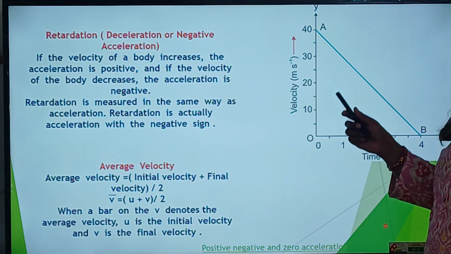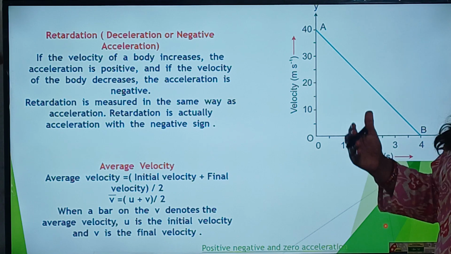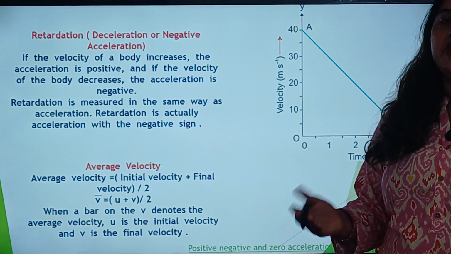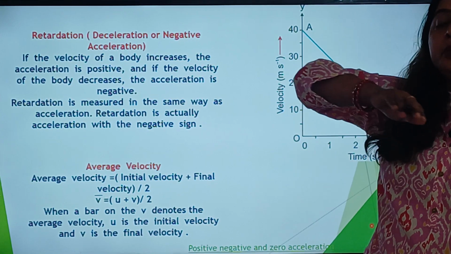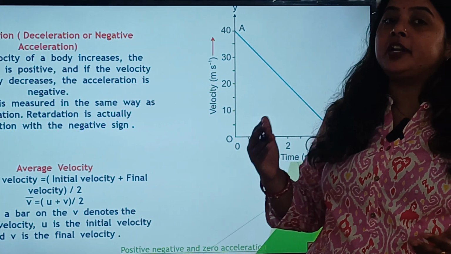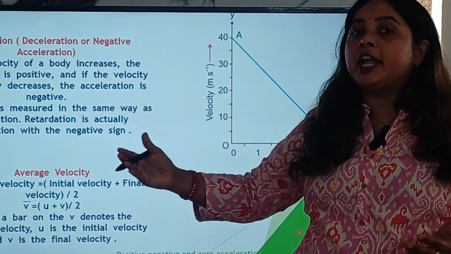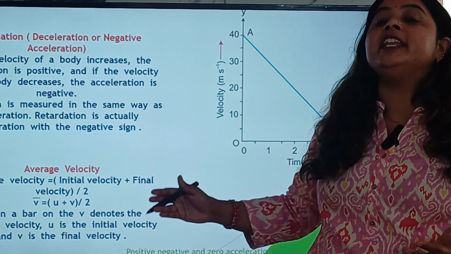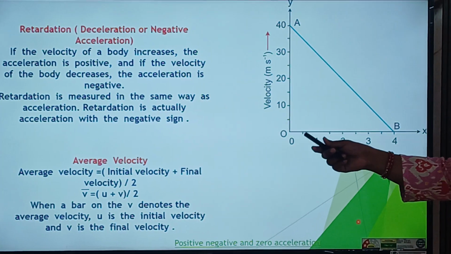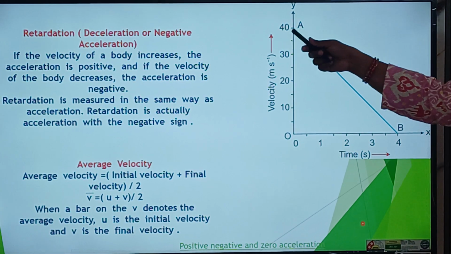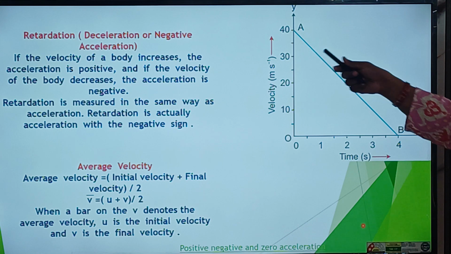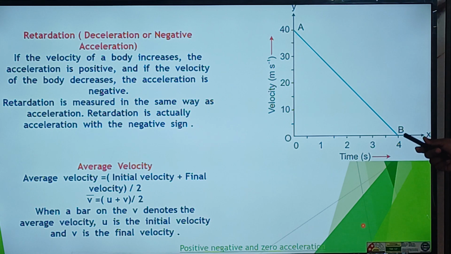So what does it mean? Suppose the velocity of the body is increasing in equal amounts in equal intervals of time. That time the graph will increase, and it will be a straight line as I have told you earlier. But suppose with equal interval of time the velocity is decreasing. You can see from this graph that the velocity of the body is decreasing. Earlier it was 40 meters per second, then 30, 20, 10, and then 0.